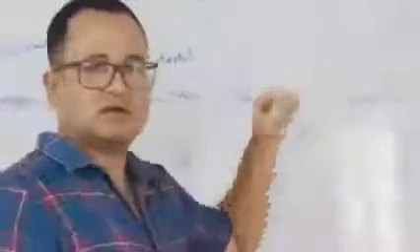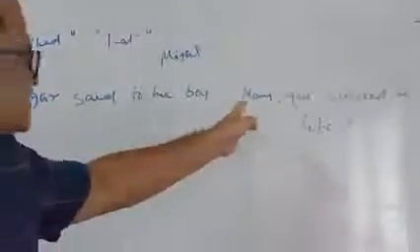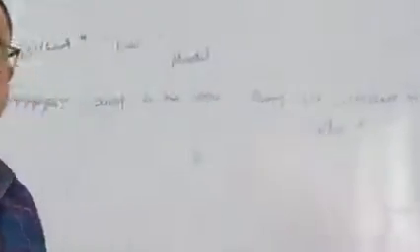The beggar said to the boy, "May you succeed in life." So the sentence which begins with may conveys a certain wish. That is a wish of the beggar to the boy that he may succeed in life. Okay. So when you make it indirect, the things which we apply in the sentence are these.